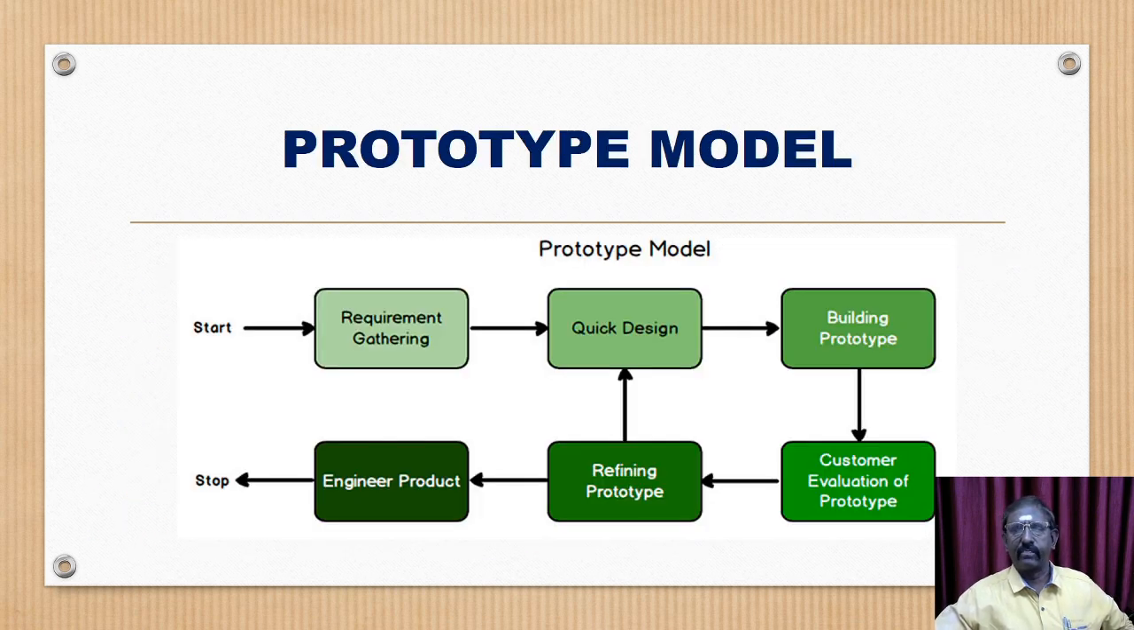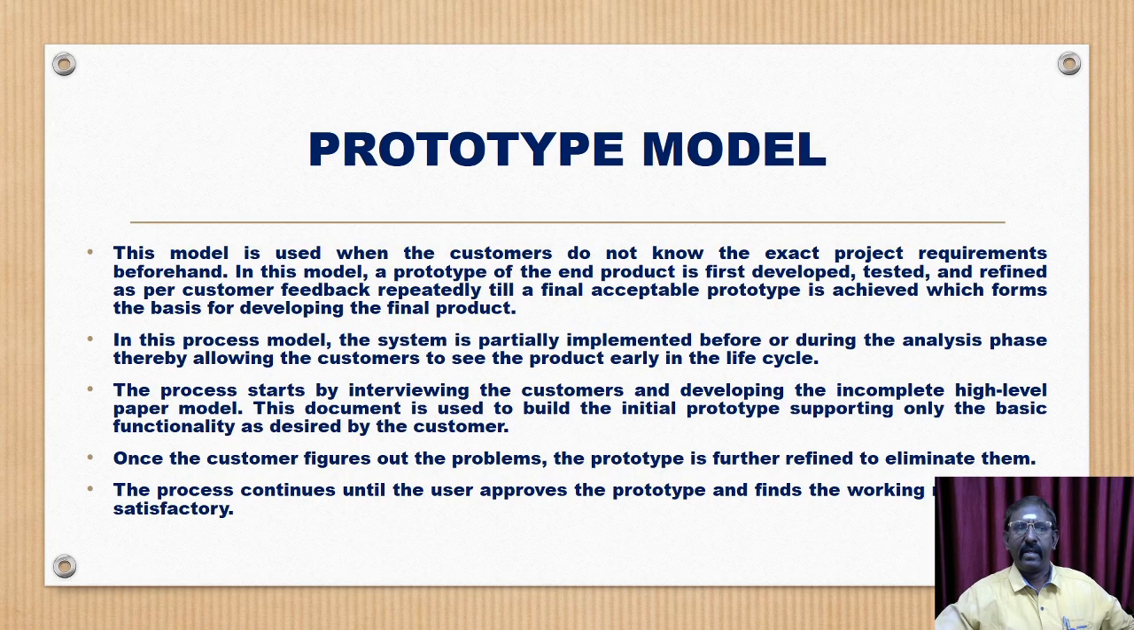The second one is the prototype life cycle model, in which prototypes are shown to the customer for their acceptance. Every development aspect is shown to them as a prototype, and it is also called a mock-up model. In the prototype model, everything is initially shown to the customer for their approval. Once the customer figures out the problems, the prototype is further refined to eliminate all those issues that are found in the model.